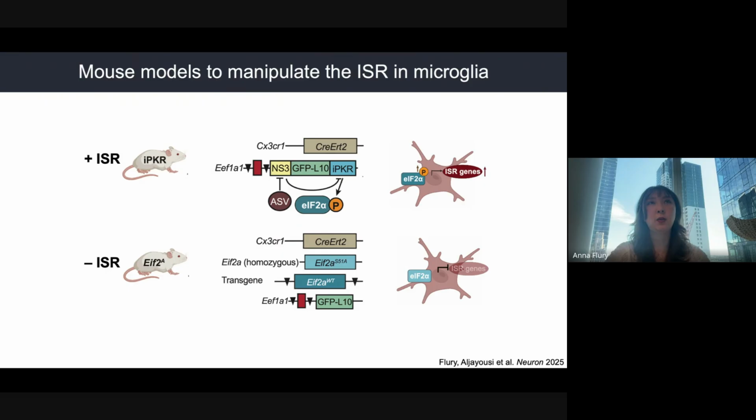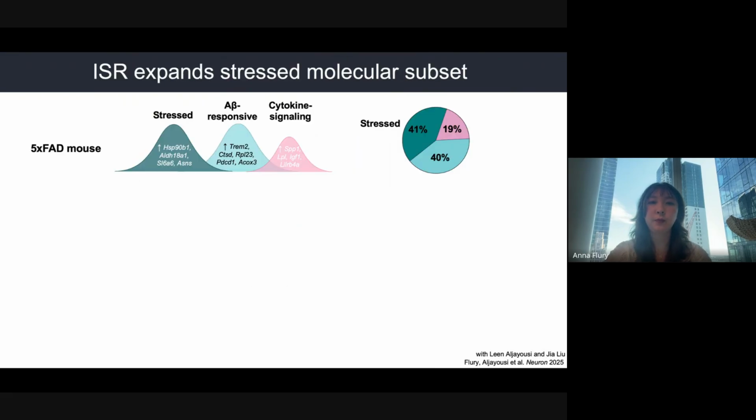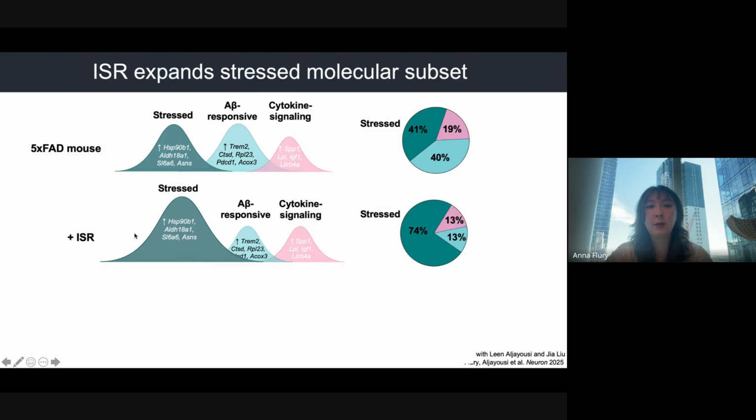And we can cross those to our 5xFAD or other AD mouse models to manipulate microglial ISR in the context of pathology as well. So we looked at the single cell level to see if we increase ISR, what would happen to our disease-associated microglia subsets. And what we found is that if we increase ISR, we get more of the stress microglia within DAM.